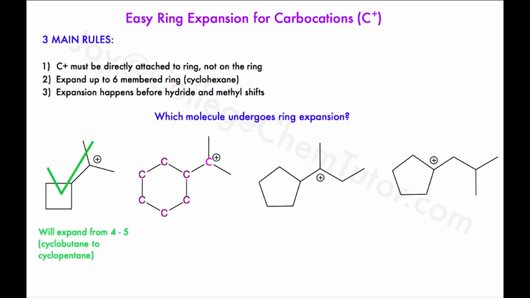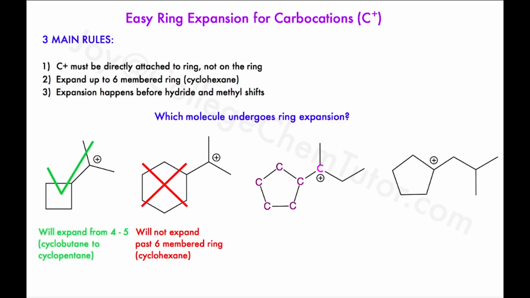For the next molecule, again, the carbocation atom is highlighted in pink and is also directly attached to the ring, which is represented by the maroon carbons. However, since the molecule is already a six-membered ring, it will not expand to 7. This is because six-membered rings are the most stable, and the molecule doesn't want to break itself to form something that's less stable.